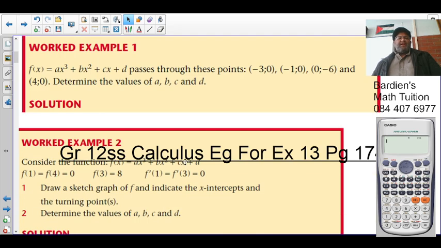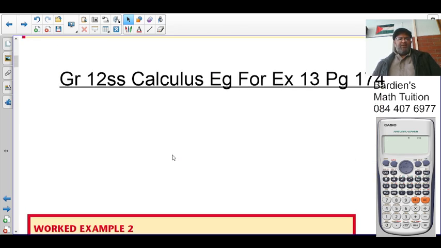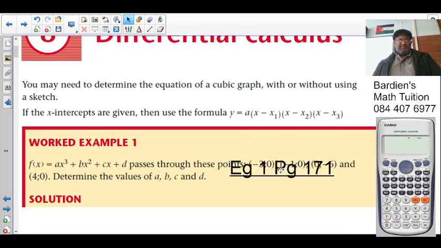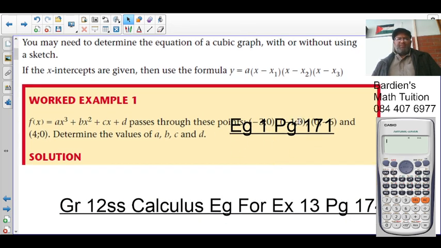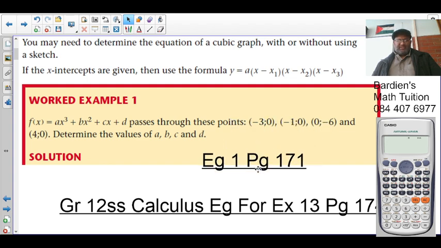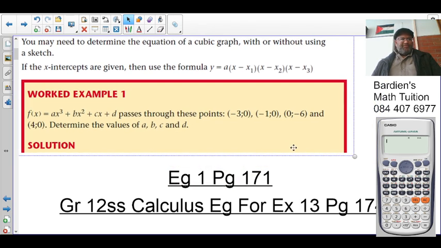So today we're looking at determining the equation of a cubic function. You may determine the equation of a cubic graph with or without using a sketch. If the x-intercepts are given, then we use the formula y is equal to a into x minus x1 into x minus x2 into x minus x3. Remember, when the two x-intercepts of the parabola are given, then we use the formula y is equal to a into x minus x1 times x minus x2. However, for the cubic function, we add the x minus x3 as well, the third x-intercept.